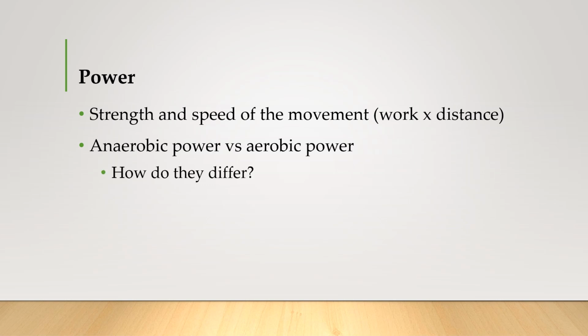How do they differ? We're going to talk about more of these energy systems in our next chapter, but let's just go over the basics here. So when we're thinking of anaerobic power, this is something that does not require oxygen to produce ATP, versus aerobic power, where we do require oxygen to produce ATP. And again, we're going to go over those different systems in our next lecture, in our next chapter. So how do they really differ? What does it look like?